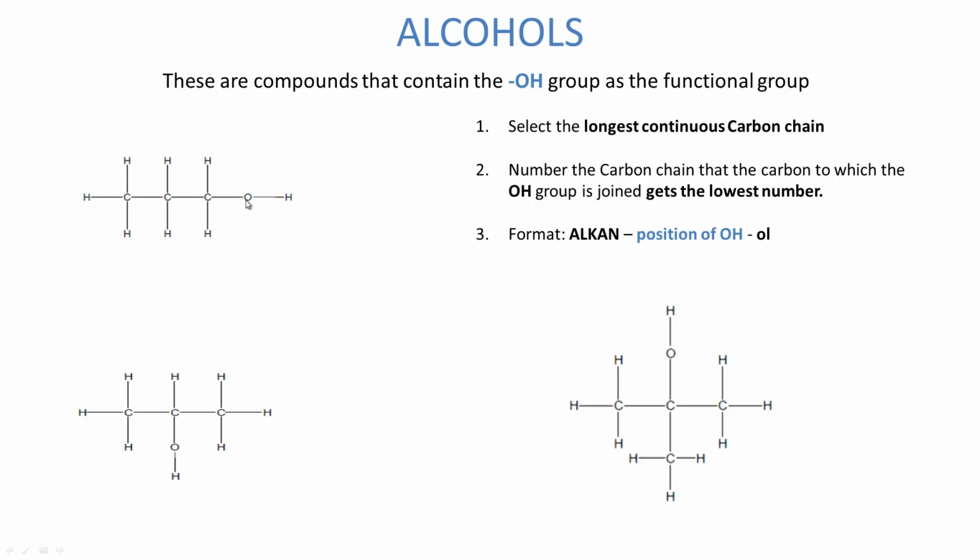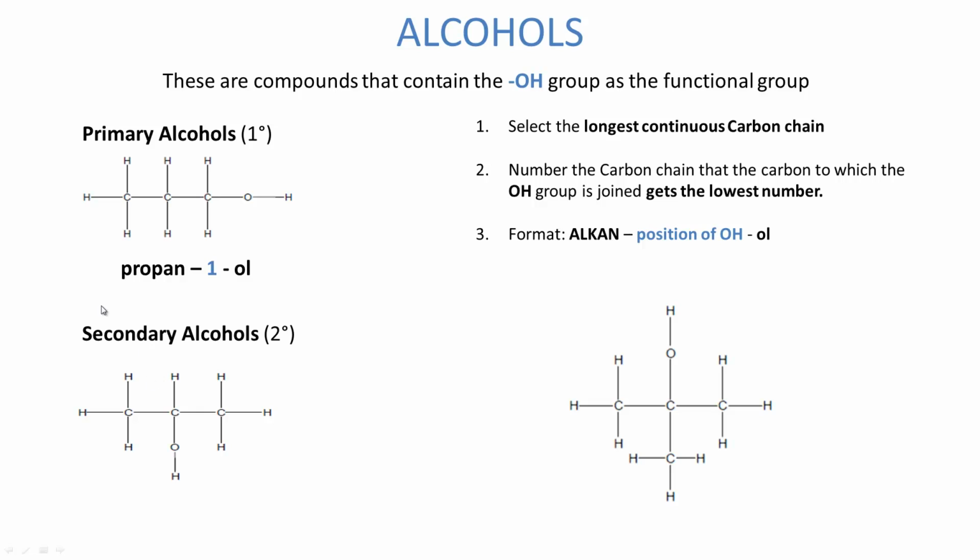As you can see for this one, this is a primary alcohol, which is when the carbon joined to a functional group is joined to one other carbon. So we name this propan-1-ol. This is 1, 2, 3 propane, with the OH joined to the first one, so it's 1, and ol because it's an alcohol.